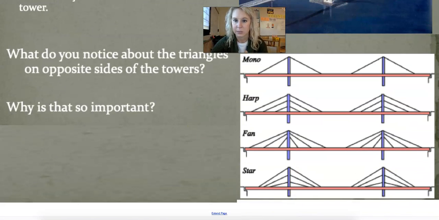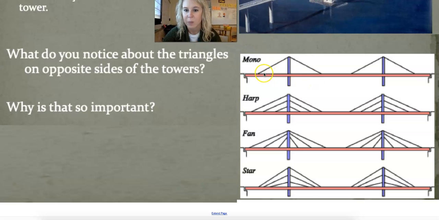So let's take a look at some of these bridges. We have mono, harp, fan, and a star bridge. And so what do you notice about the opposite sides of the towers? So what do you notice about this versus this? Well, you know about the left side versus the right side. Hopefully you were thinking they're the same. Okay, so this triangle on this side is like a reflection. It's the exact same thing on this side. Okay, they're congruent, they're the same.